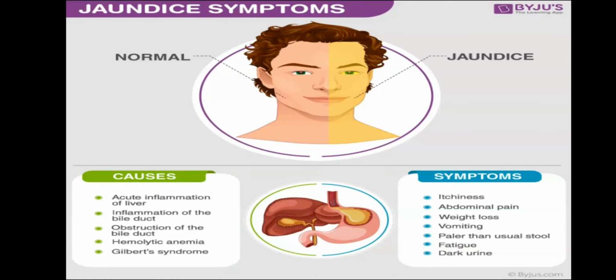pathology. And next are the symptoms, how the patient will present in case of obstructive jaundice. Obstructive jaundice is also called surgical jaundice. And the symptoms are itchiness, abdominal pain, weight loss, vomiting, then fatigue, dark urine. All these features will be present in a jaundice patient.